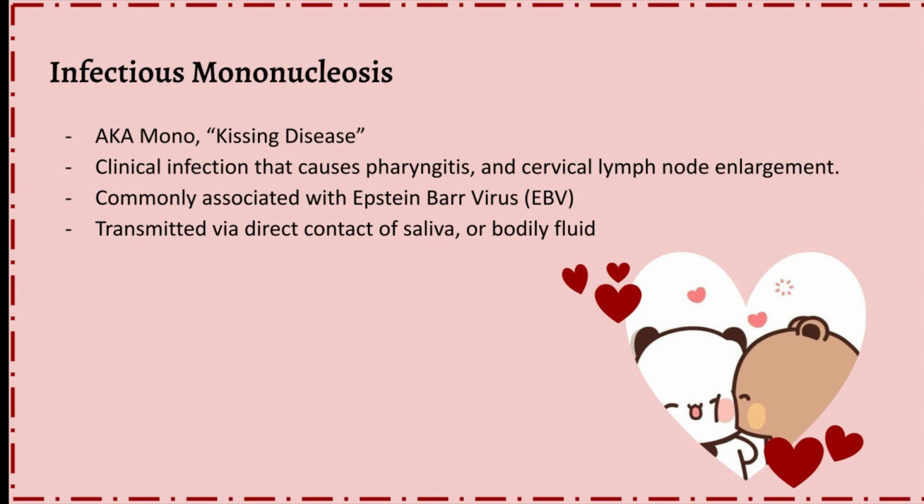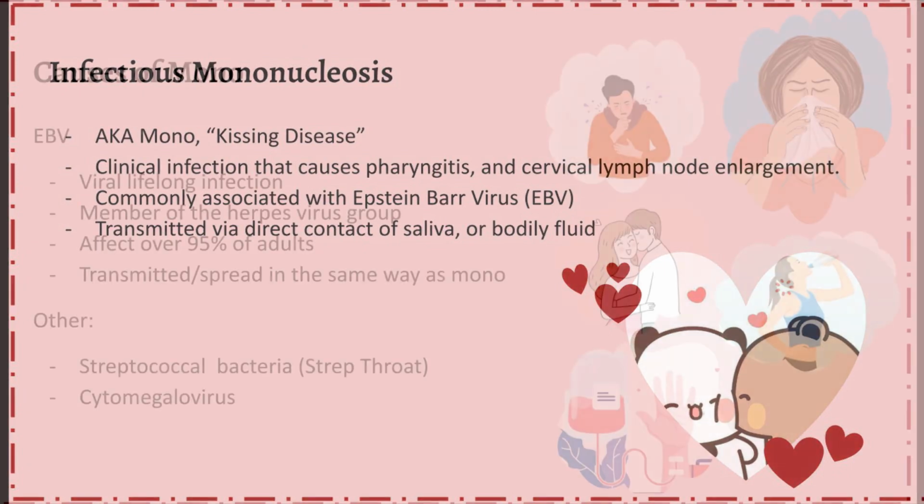Well, infectious mononucleosis, also known as mono, which is the way I'll be referring to it throughout the presentation, is a common clinical infection that causes pharyngitis, which is the inflammation of the throat, and cervical lymph node enlargement, which is the glands in the neck that are a part of our immune system, and mono basically makes them swollen. It's commonly associated with the Epstein-Barr virus, EBV, and is transmitted via saliva and kissing, which is why it's also known as the kissing disease.